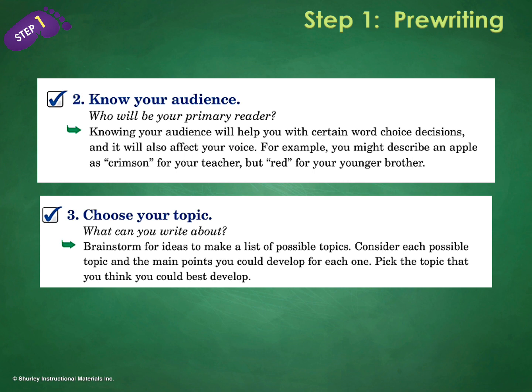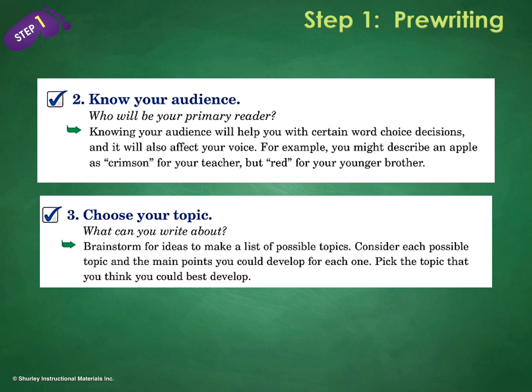To determine their audience, they will ask themselves two things: who will be my primary reader, and what topic can I write about that would be of interest to them? Afterwards, students will move to the next step on the checklist and choose their topic. The question they will ask themselves is, what can I write about?